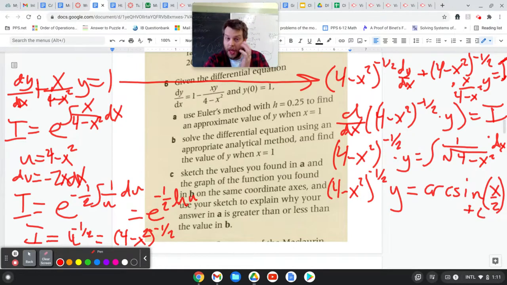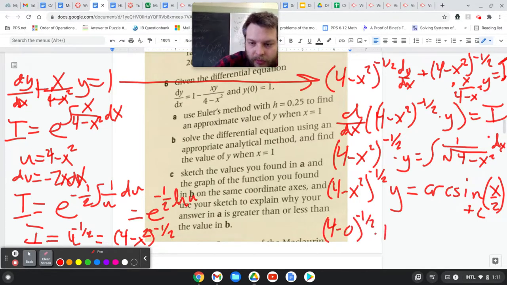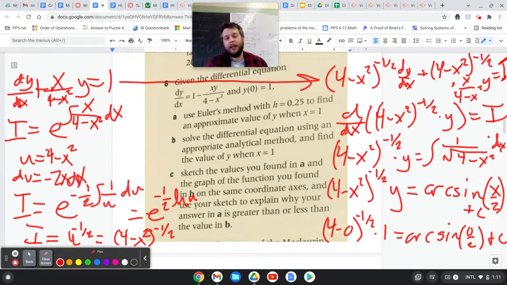And then we also know that y of 0 is equal to 1. So we can substitute that in here to solve for c. So we have 4 minus 0 to the negative 1/2 times 1 equals the arc sine of 0 over 2 plus c. Because sine of 0 equals 0, arc sine of 0 equals 0. So that goes away. 4 to the negative 1/2 is the square root of 4 on the bottom, so 1/2. And so 1/2 is our c value.